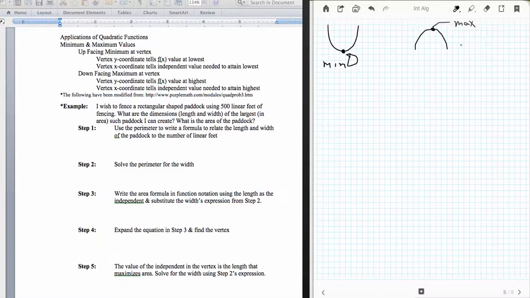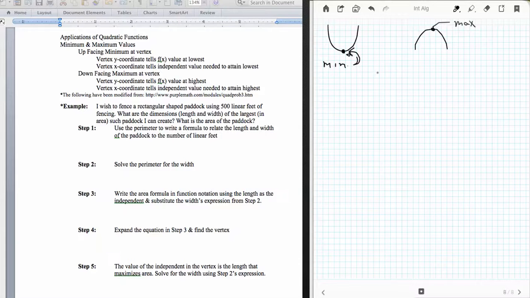And if we have a facing down parabola like this, then our vertex is going to form a maximum value. For our maximum, the independent value is going to tell us when our maximum value is attained for our dependent value. So remember, the vertex has both the independent and the dependent values in it. So those are the applications of these.